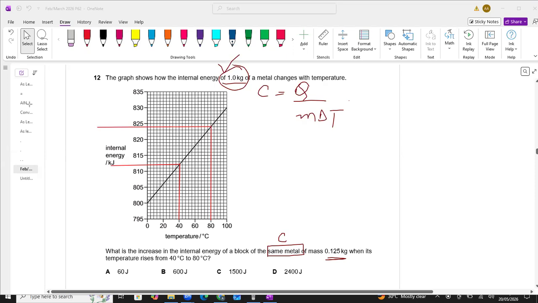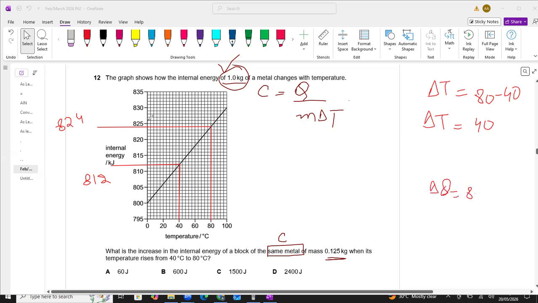So now student, the change in temperature means 80 minus 40, so the change in temperature is 40 degrees Celsius. Now we have to find the change in energy here. You can see there are 5 small boxes between 810 and 815, so one small box represents 1 kilojoule of internal energy. 810, 811 and 812. So 812 is the initial energy and the final energy at 80 degrees Celsius is 824.